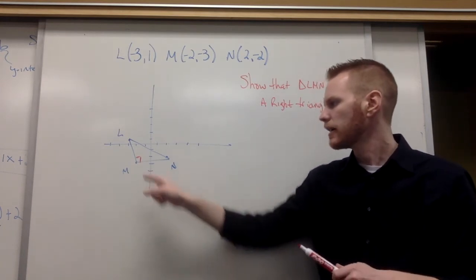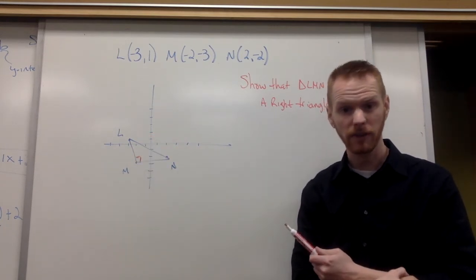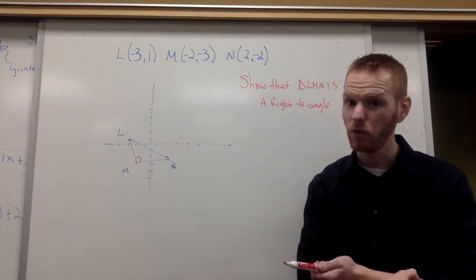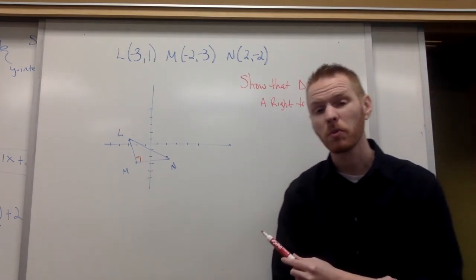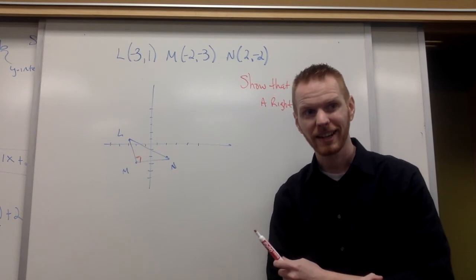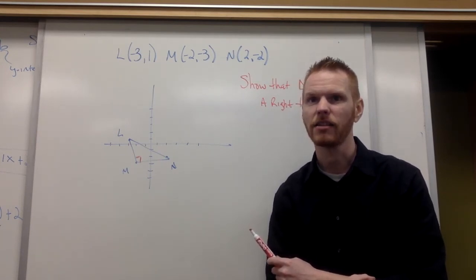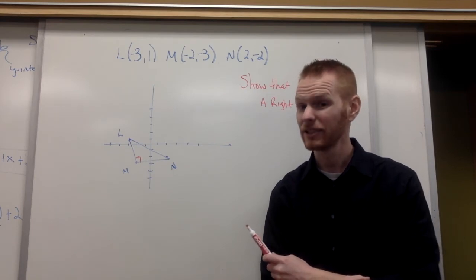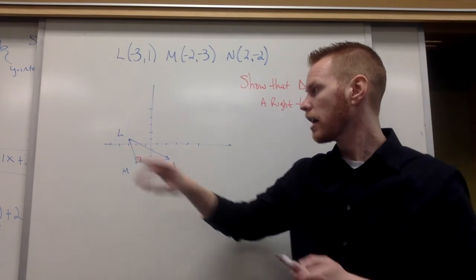Because of that, these two lines must be perpendicular to each other to create that right angle. And I need a right angle because I'm trying to prove that this is a right triangle. Okay, there's more than one way to actually prove this. For those who are watching this and are thinking, hey, I think Pythagorean theorem can do it, you'd be right. But for right now, we're going to use slopes. So what I'm going to do is calculate.